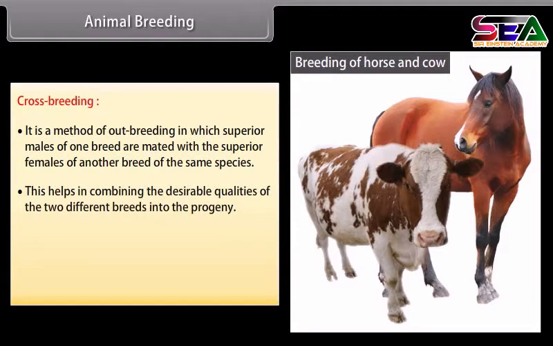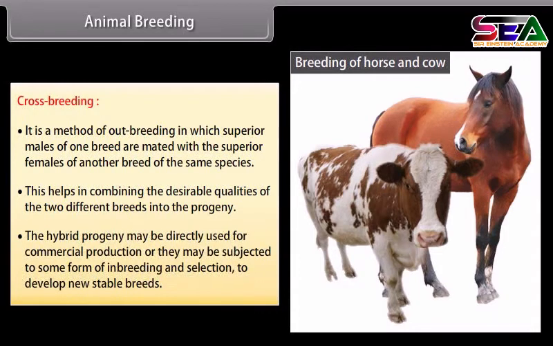This helps in combining the desirable qualities of the two different breeds into the progeny. The hybrid progeny may be directly used for commercial production, or they may be subjected to some form of inbreeding and selection to develop new stable breeds. One example of crossbreeding is Hisardale, a new breed of sheep developed by crossing Bikaneri Ewes and Merino Rams.